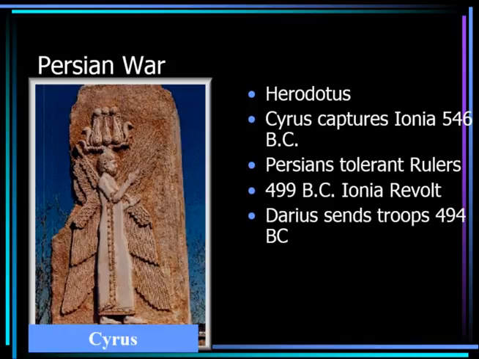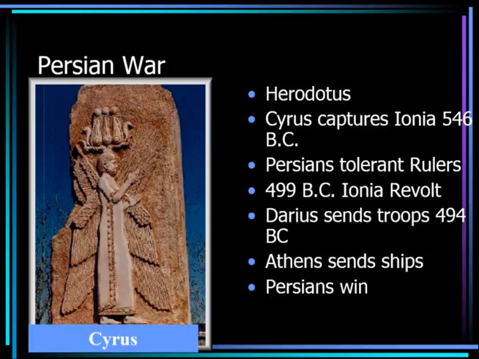Cyrus then releases the Jews. He moves north. He takes this over. A revolt happens when Darius takes control. Now here's the thing that's going to make Darius really, really mad. Notice the revolt happens in 499. He doesn't really respond to it until 494. Why? Well, they use snail mail to let him know. Snail mail? No. In fact, he had a lot of other stuff going on.